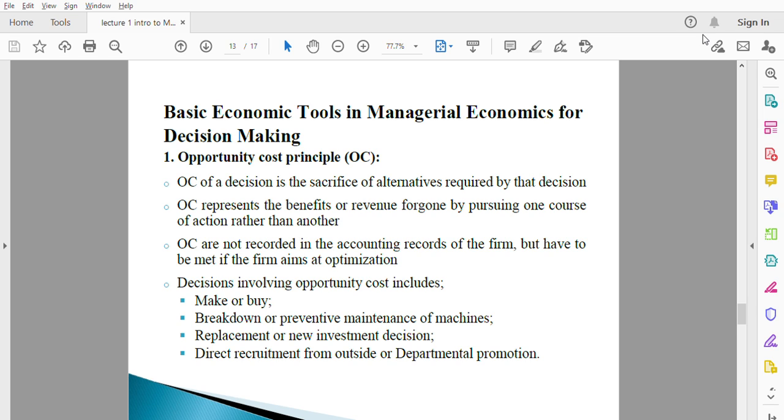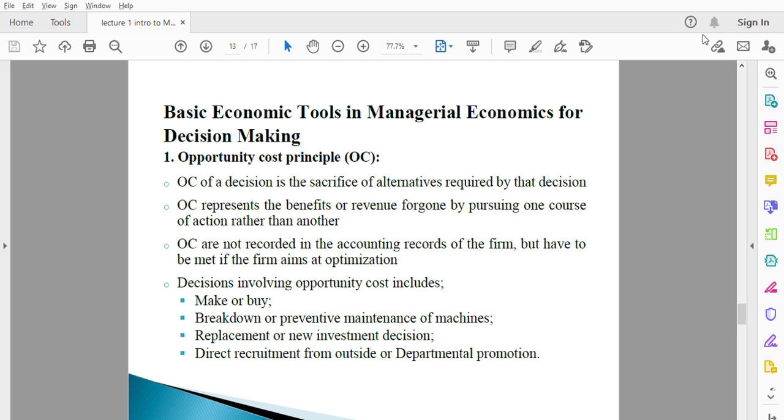So when an accountant gives you his statement, maybe a balance sheet or a trading profit and loss account or any document of an accountant, you will not see opportunity cost recorded in it. But economists consider it very important, because it helps us to meet the firm's aims and objective of optimizing or maximizing profit. If you don't consider opportunity cost, you might not be able to maximize your profits very well.